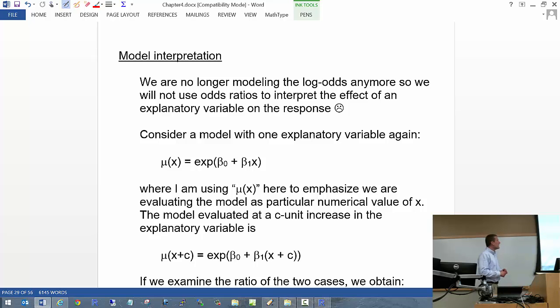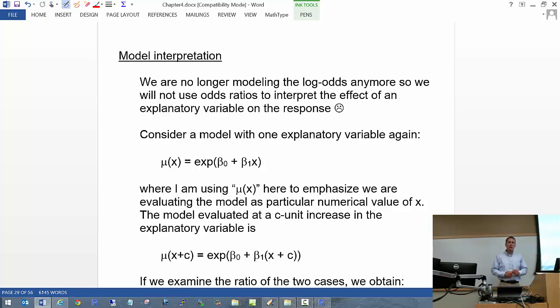Okay. So let's talk about interpreting this model now. We did a little bit already by looking at the sign of beta hat. If beta hat is positive, that says as x increases, the expected value for y increases as well. If beta hat is negative, as x goes up, the estimated mean goes down. So we've done a little bit, but let's talk about this some more.